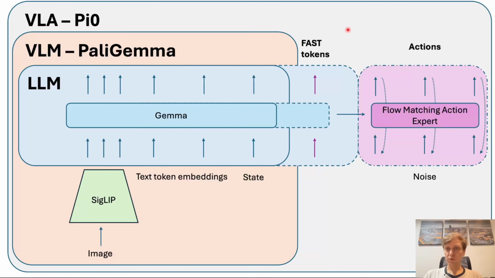And option number two is to have a flow matching action expert. That is another transformer that is connected to the actual LLM in a mixture-of-experts way. So it means that it attends to all the layers one by one. And using flow matching, it generates the chunks of actions directly from noise.